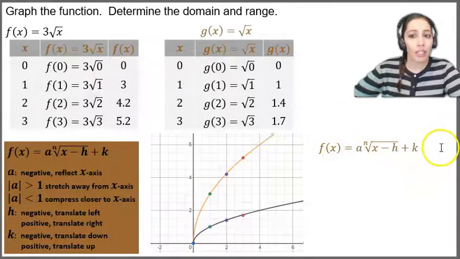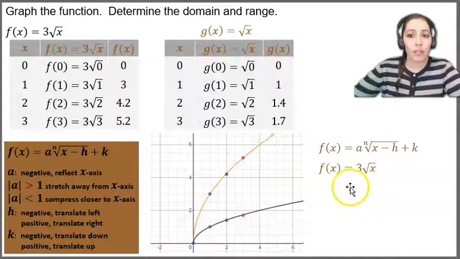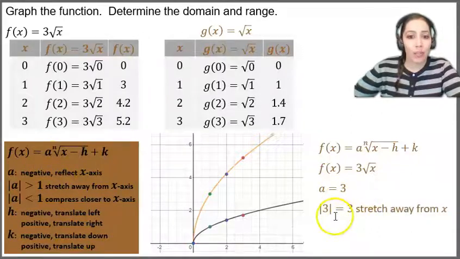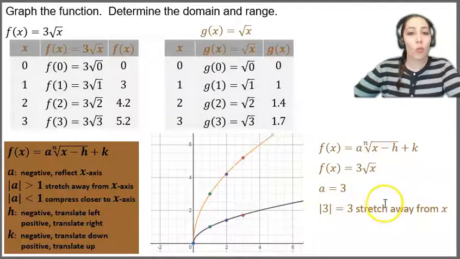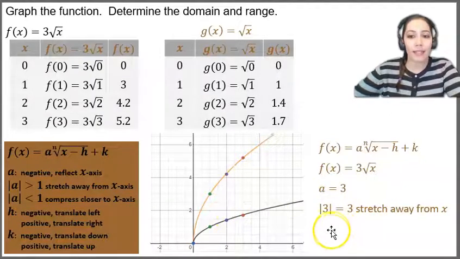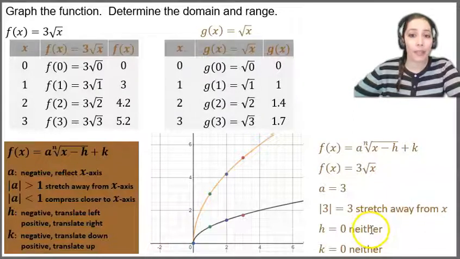I do have my function in the form a times the nth root of the quantity x minus h, plus k. And in my problem, I only have an a. So my a is equal to 3. That's what's on the outside. So since I take the absolute value of 3, and 3 is greater than 1, I am stretching it away from the x-axis. Notice that I took this bottom line and stretched it up. That's what I mean by stretching it away from the x-axis. Now, I didn't have an h, and I didn't have a k, so nothing happened with translating it left, right, up, or down.